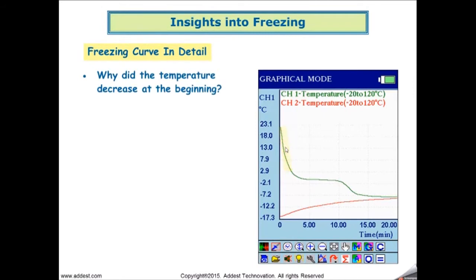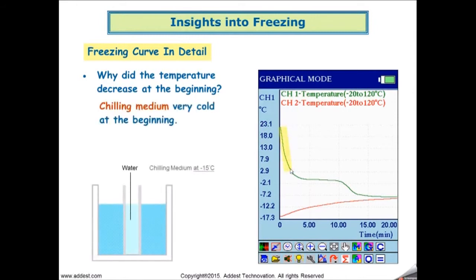Why did the temperature of the water decrease rapidly at the beginning? Well, the chilling medium was very cold at the beginning, as cold as -15 degrees Celsius. As a result, a lot of heat flowed from the water to the chilling medium, causing the temperature to decrease rapidly.